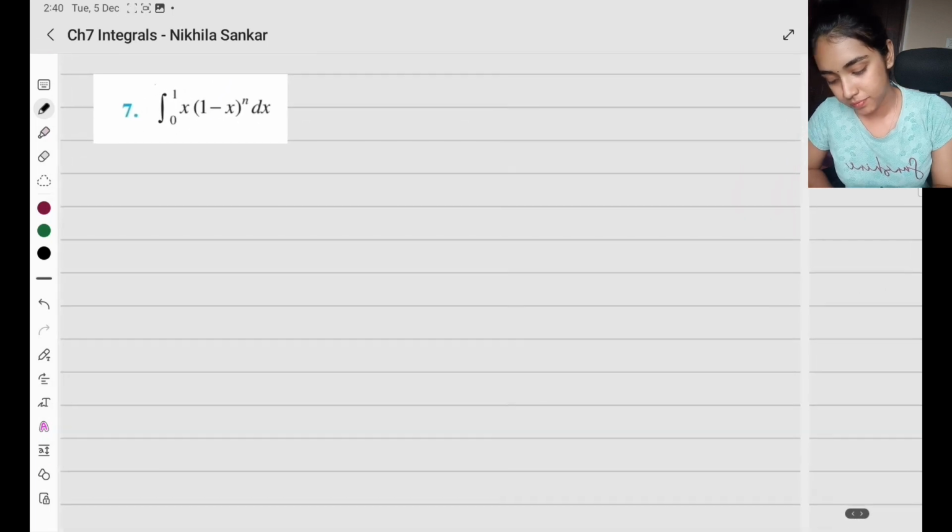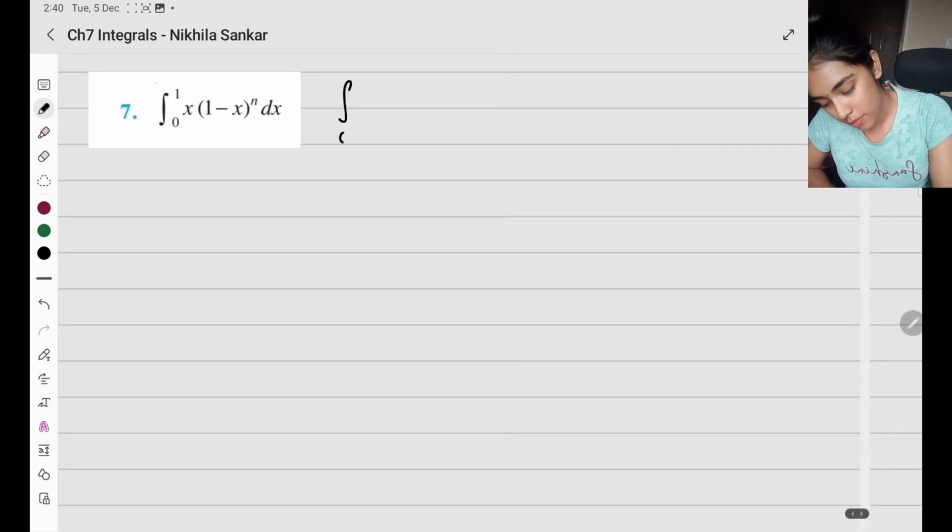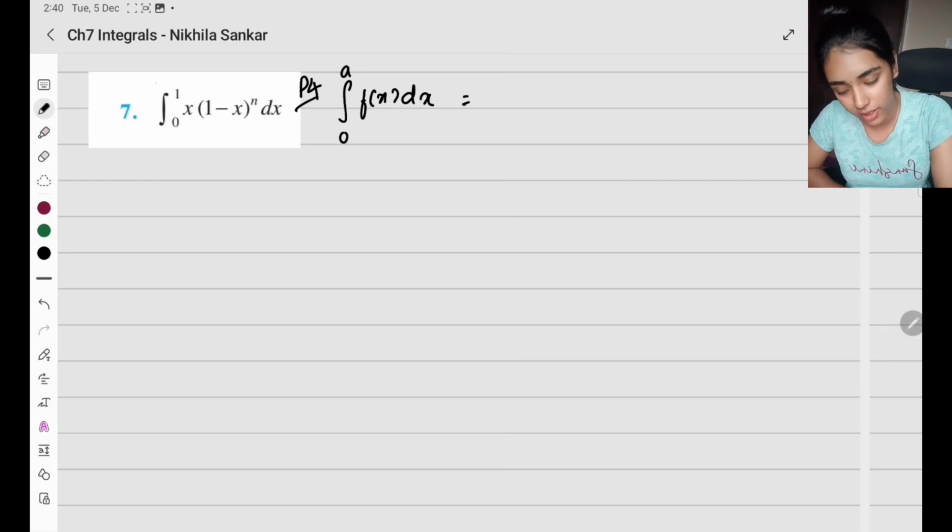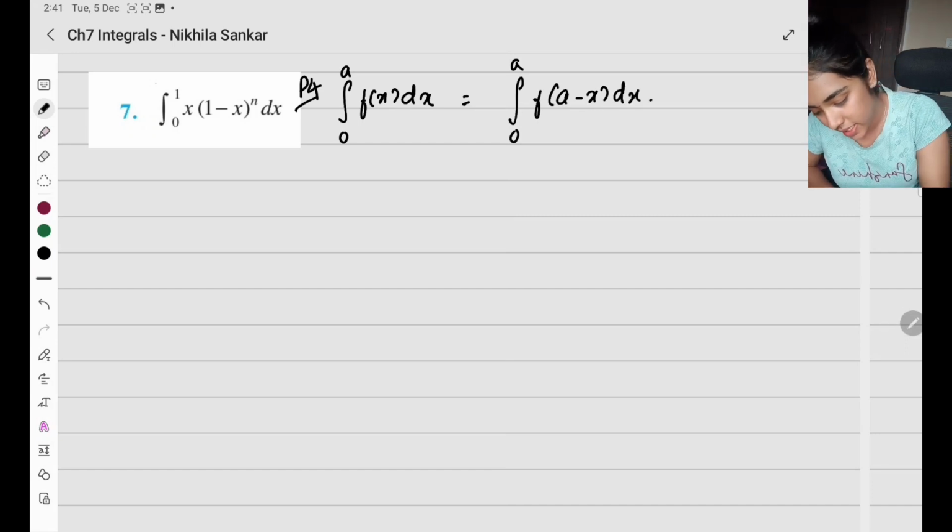Question number 7. So, this is again of the form 0 to a of f of x dx. So, using property number 4. Even in the first 4 questions we solved, it was the same property. This property you use it a lot. So remember this. So, this is going to be 0 to a of f of a minus x times dx. So, when I apply that, this is my integral.